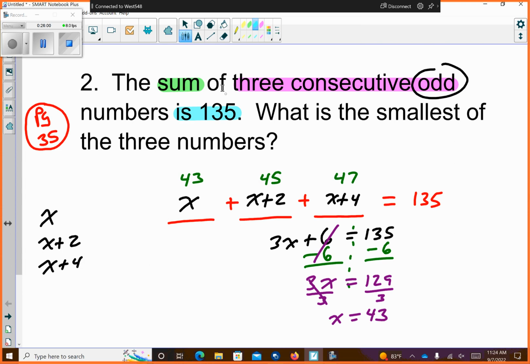Now, if you get to here, you're going to get 4 out of the 5 points for this problem. And you're like, yeah, but we're done. What's the smallest of the 3? That's my answer right there. Okay?